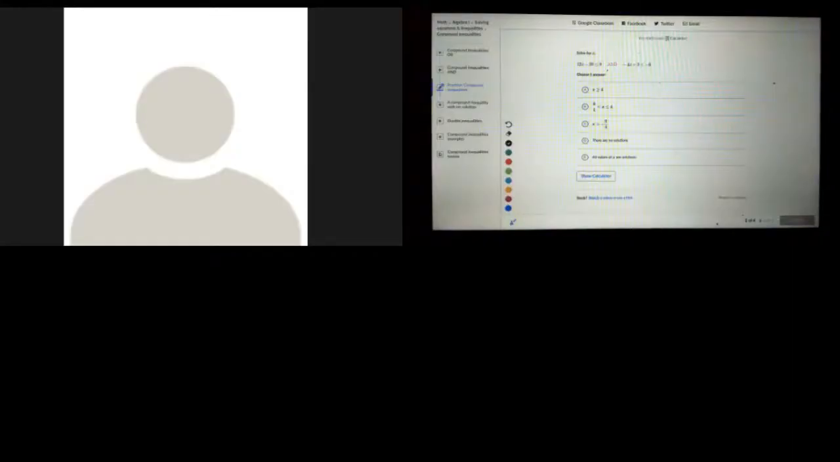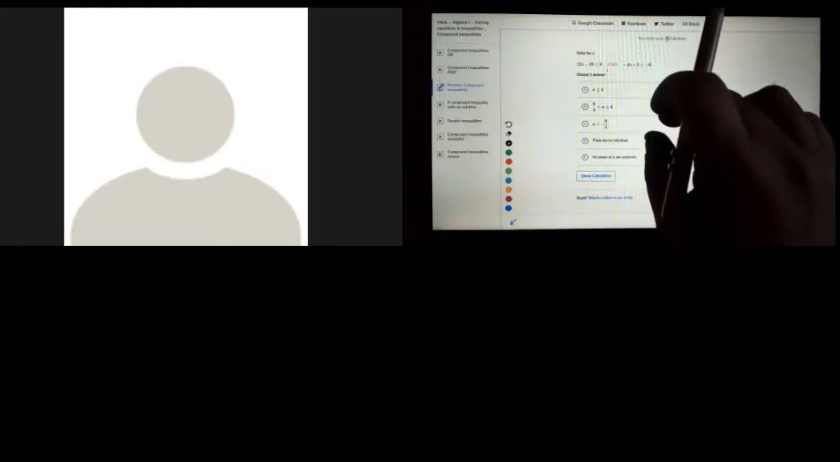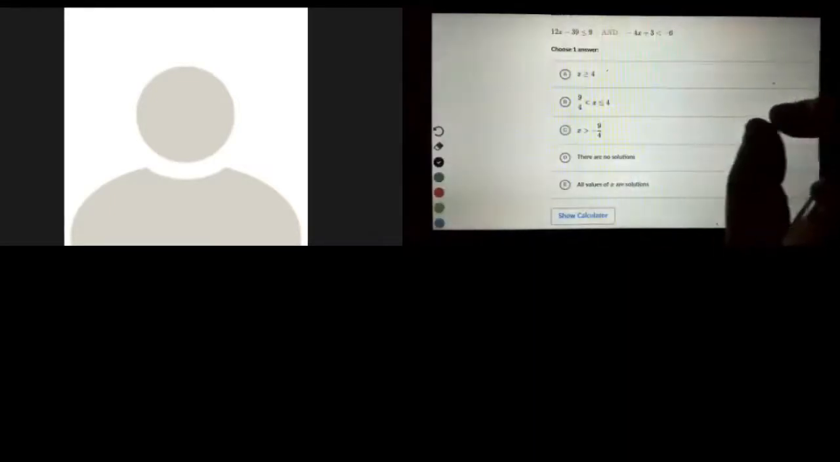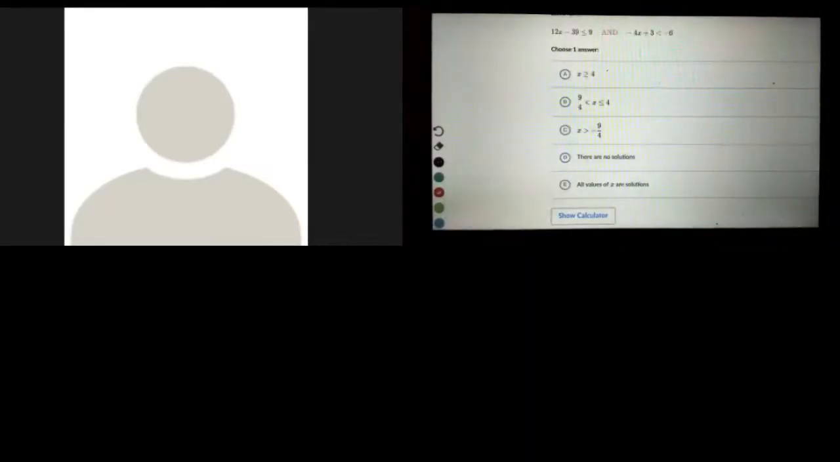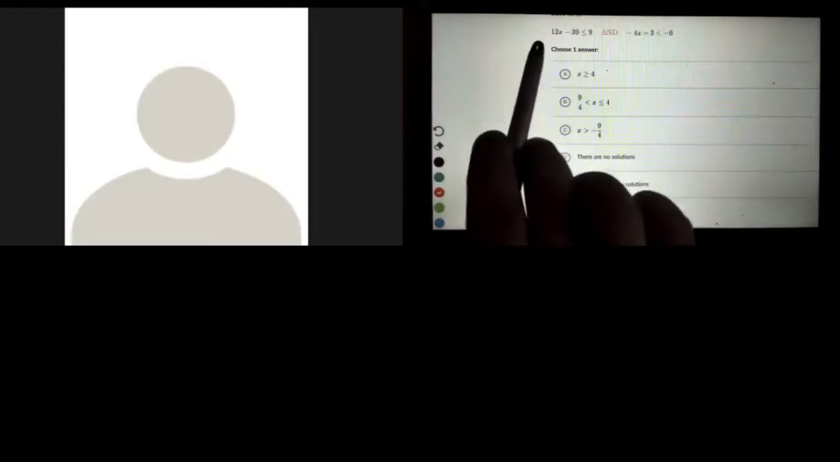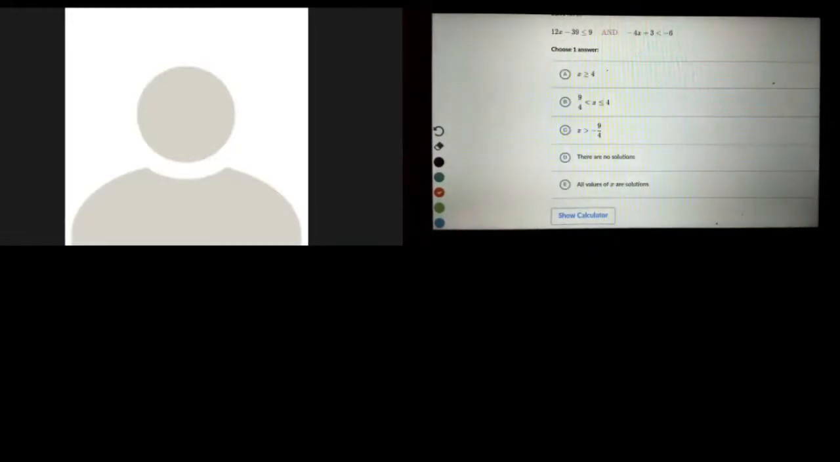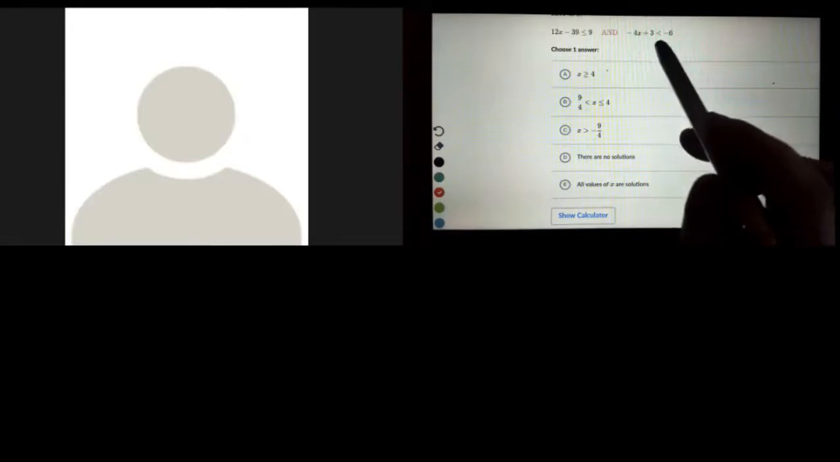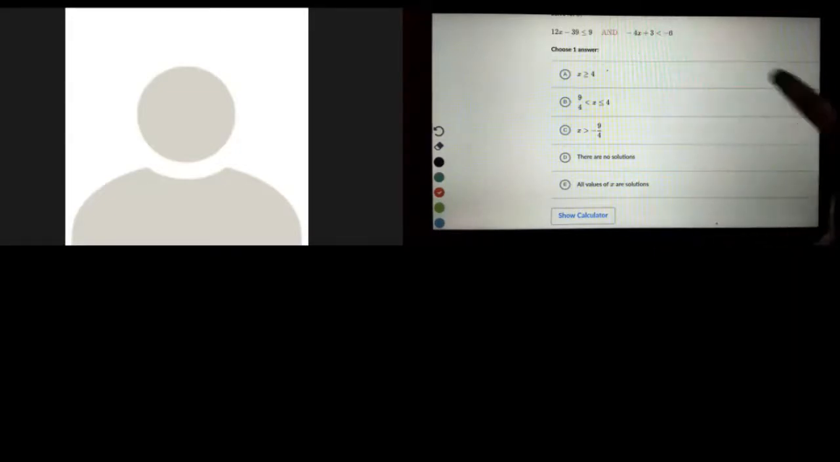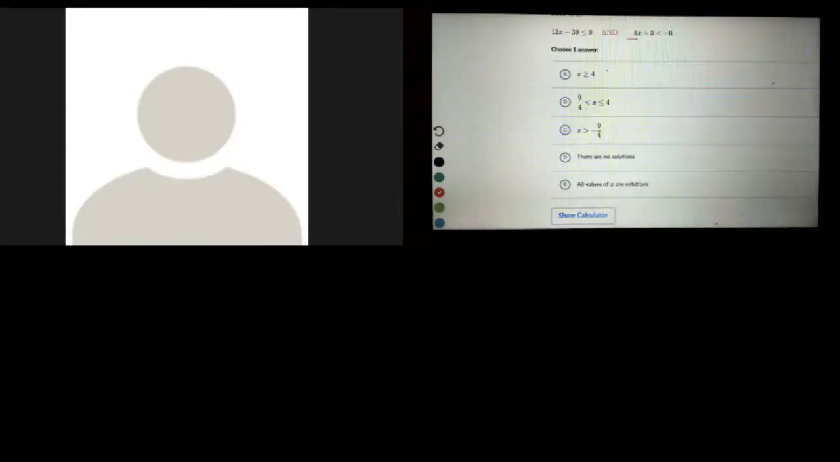It's an "and" question. So let's talk about this one. Because it's an "and," I have to satisfy both of these equations with my solution set. All right? So 12x minus 39 less than or equal to 9, and -4x plus 3 less than -6. So be careful, you've got a negative over here.